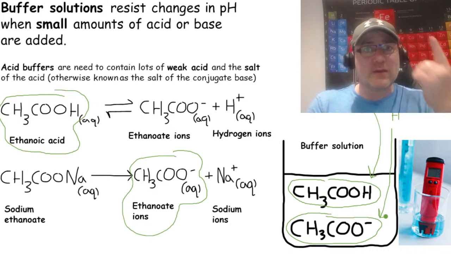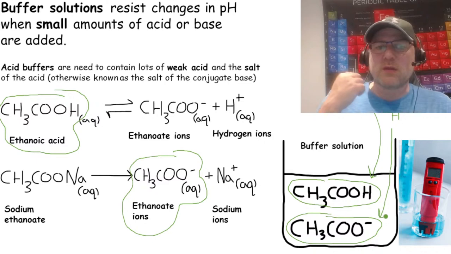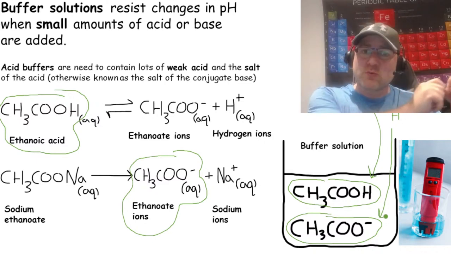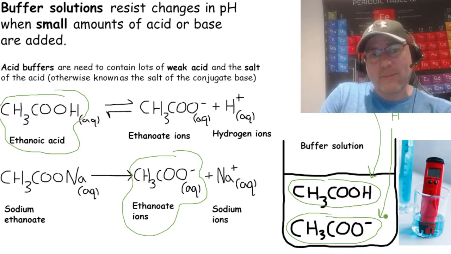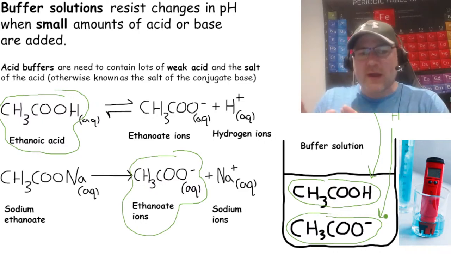So it's really important that if you're asked how to produce an acidic buffer solution, you know that you need a weak acid and a salt of the weak acid, okay? Because the source of ethanoate ions has to come from a salt, because a salt will fully dissociate. So if I have 1 mole of sodium ethanoate, I'm going to get 1 mole of ethanoate ions. They're all going to break up to ethanoate ions.